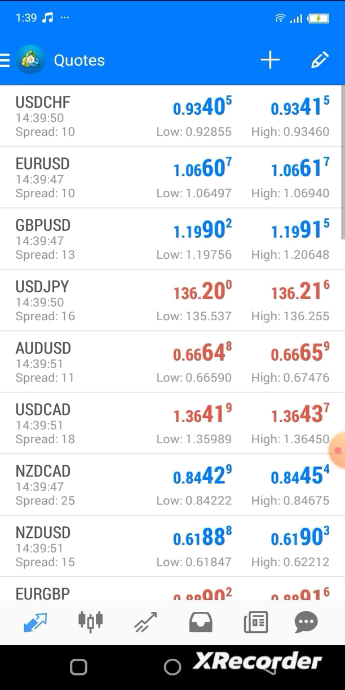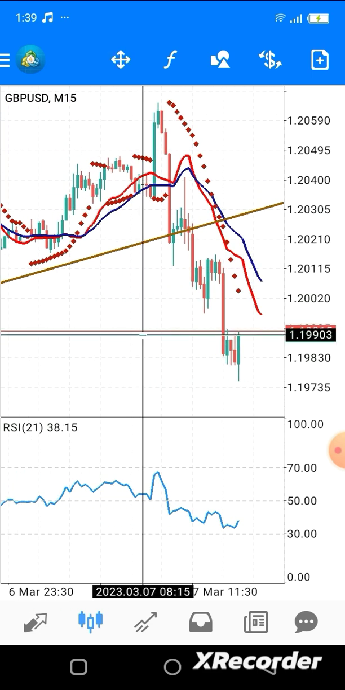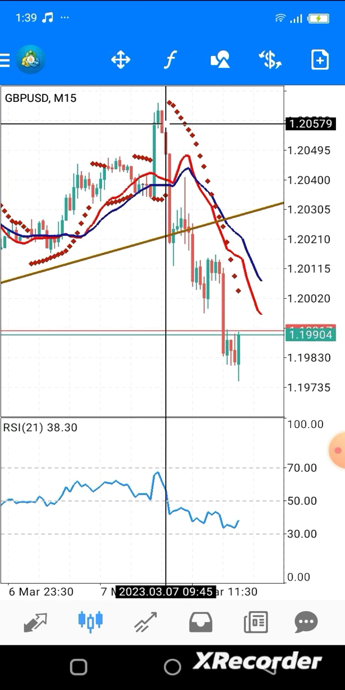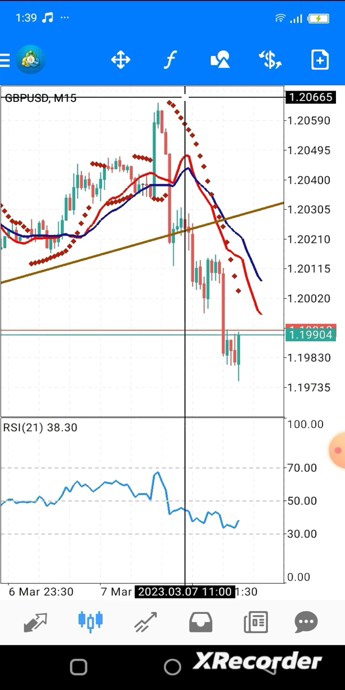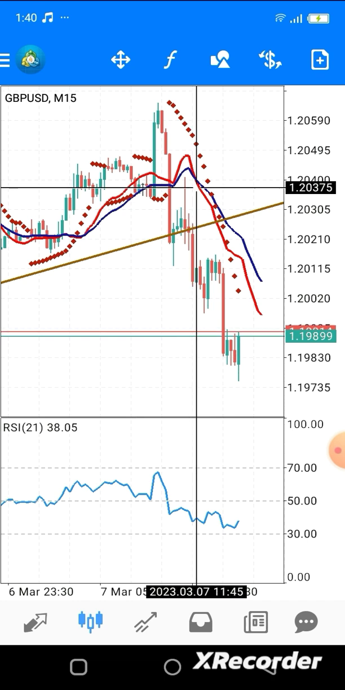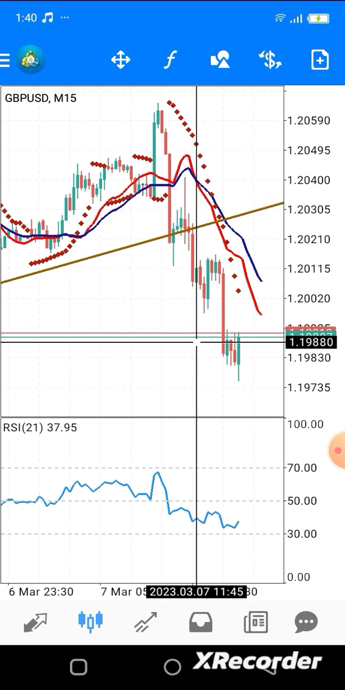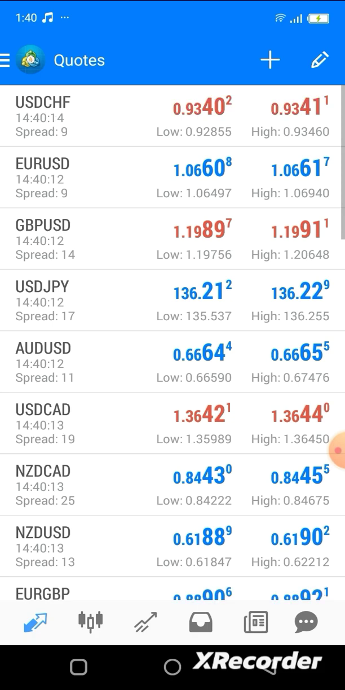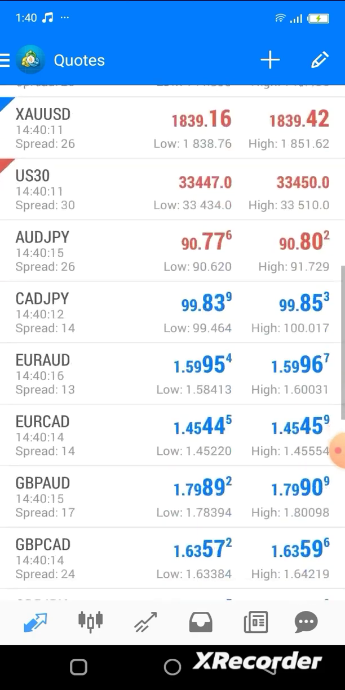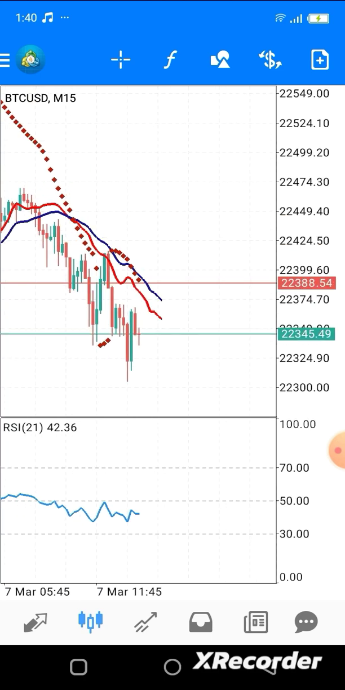And also pounds dollar, look at it right here. A parabolic sell formed at the top, and when it did form, as you can see again, there's a crossover. The red moving average crossed below the blue moving average. And also there was a big fall on BTC days ago, as you can see.